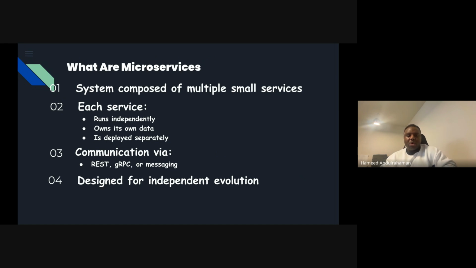So let's talk about what microservices are. Microservices are systems composed of multiple small services, and each of these services runs independently on its own data and is deployed separately. Compared to monolithic, microservices are chunks of services that are deployed independently. They have their own data. They are more domain oriented, in the sense that a service could be oriented towards a particular process, not working on the entire process.